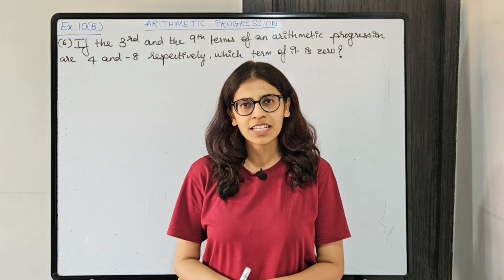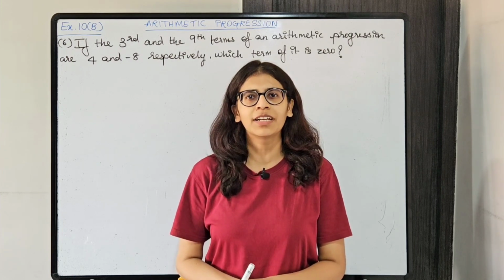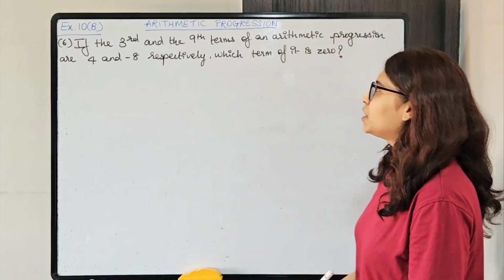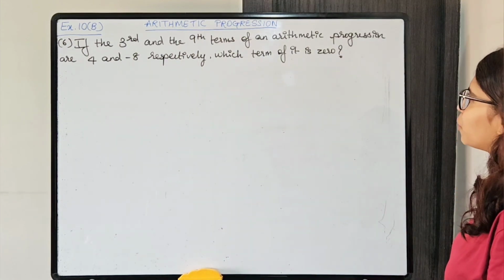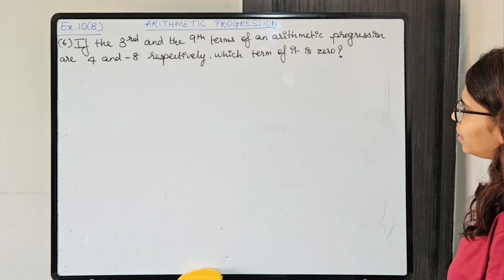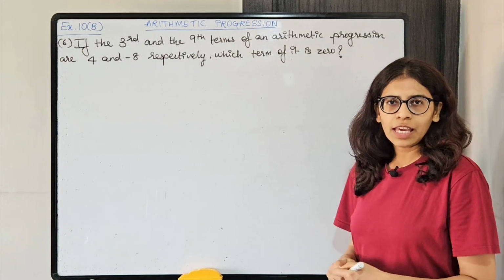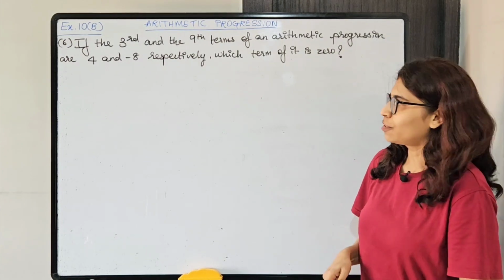In this video, we'll continue with exercise 10b from chapter Arithmetic Progression. So starting with question number 6. If the third and the ninth terms of an arithmetic progression are 4 and minus 8 respectively, which term of it is 0? You're not given the AP, but you're given some other information.